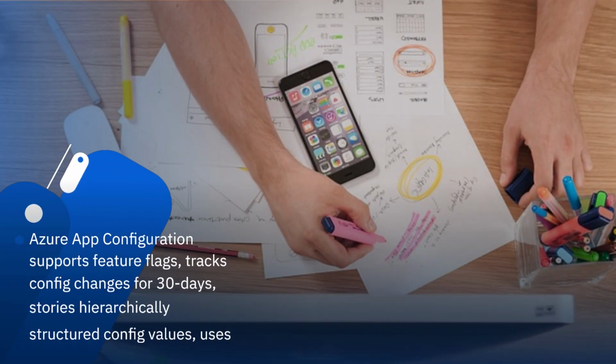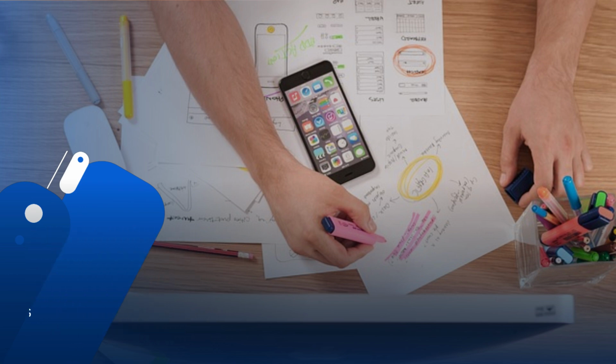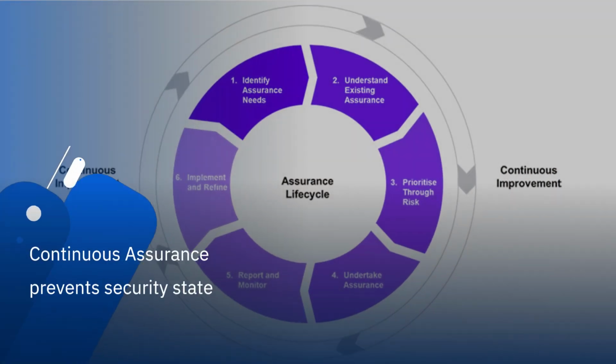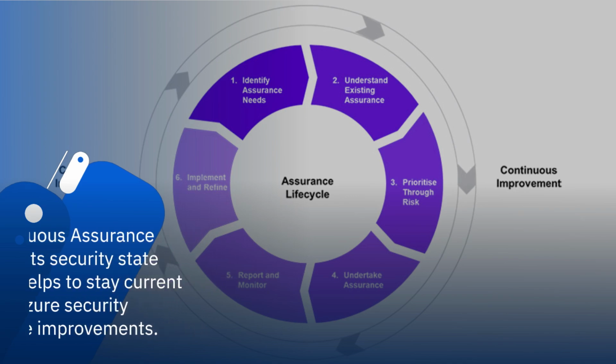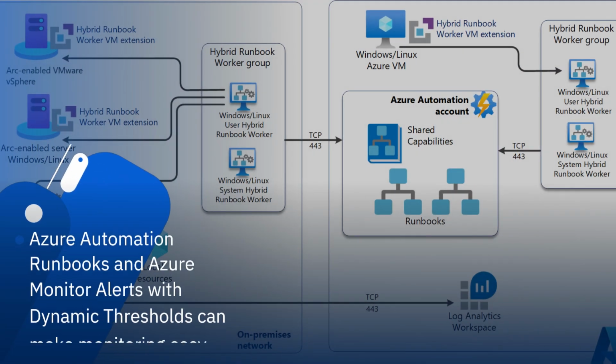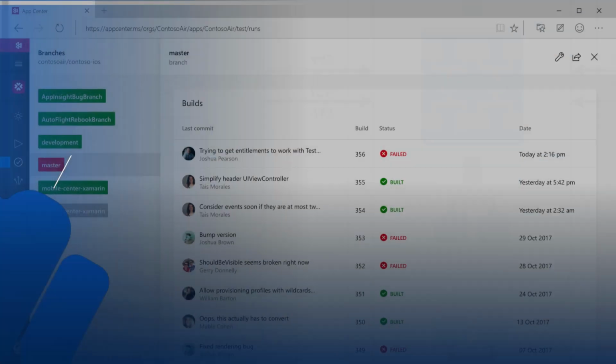Azure App Configuration supports feature flags, tracks config changes for 30 days, stores hierarchically structured config values, uses key-value pairs, and RBAC. Continuous assurance prevents security state drift and helps to stay current with Azure security feature improvements. Azure Automation Runbooks and Azure Monitor Alerts with dynamic thresholds can make monitoring easy.